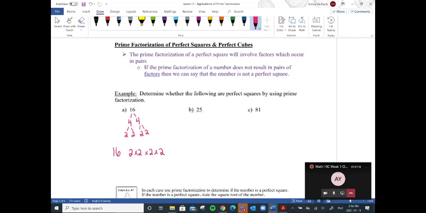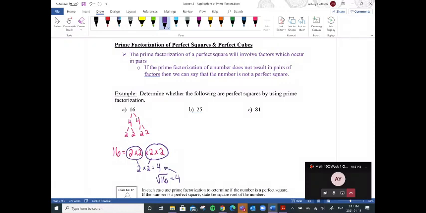Now I've got 2 perfect pairs of 2s here. So I've got one pair of 2s and a second pair of 2s. If that happens and there's nothing left over, that means you'll be able to take the square root of this number and get a whole number in return. And what the whole number would be, for each pair, it represents one of those numbers. So all that means is the square root of 16 would be equal to 4.